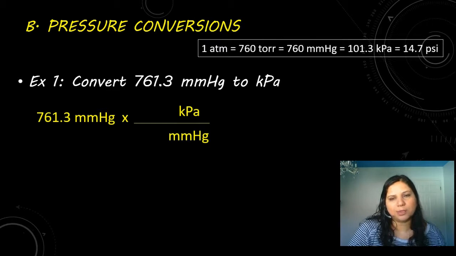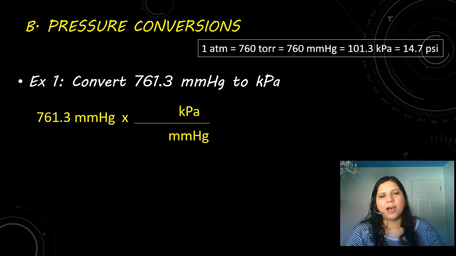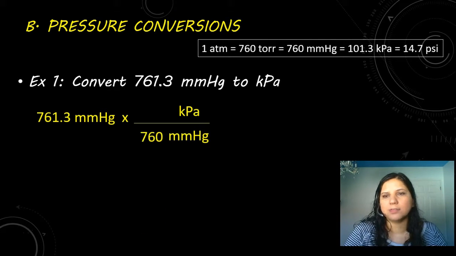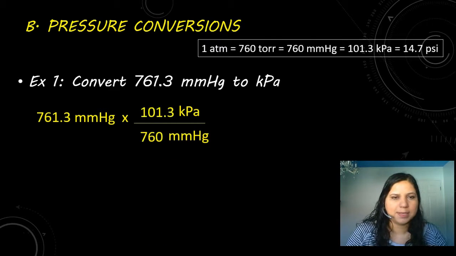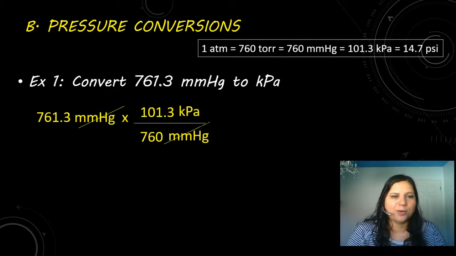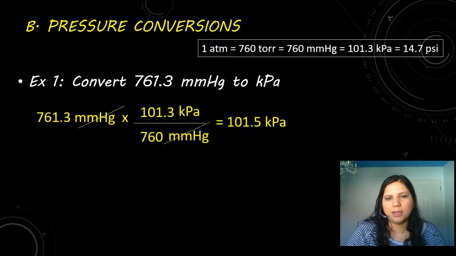Okay, so now I've got my units there. I need to find the numbers. Well, I have the conversion factor at the top. In front of millimeters of mercury, I have 760. And in front of kilopascals, I have 101.3. Okay. Now that I've done this, my units cancel, and I'm going to end up with the units that I need. So here we go. We'll multiply across the top, divide by the bottom, and I get 101.5 kilopascals.